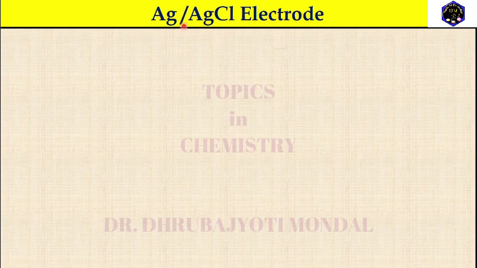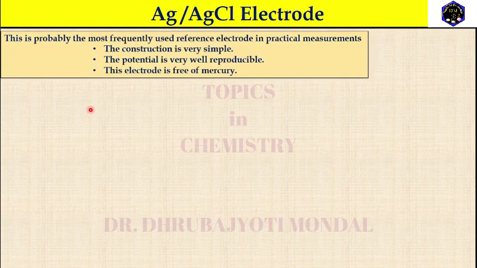Now you have to know what the AgCl reference electrode is. This is the most frequently used reference electrode in practical measurements. What are the reasons? The construction is very simple. The potential is very well reproducible. This electrode is free of mercury. For those reasons, AgCl is better than the calomel electrode.